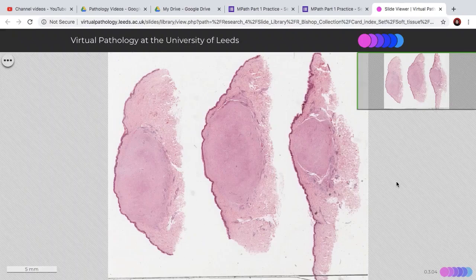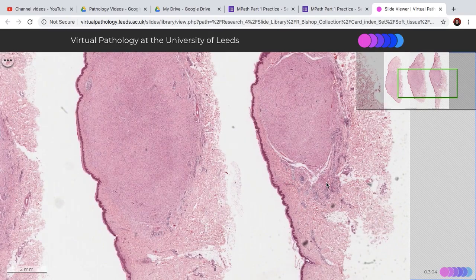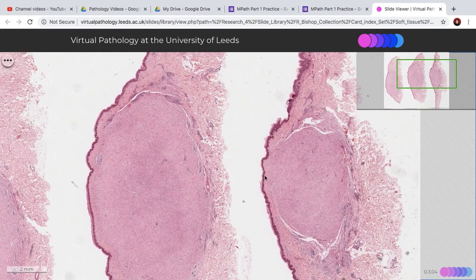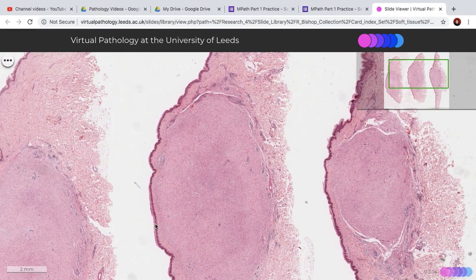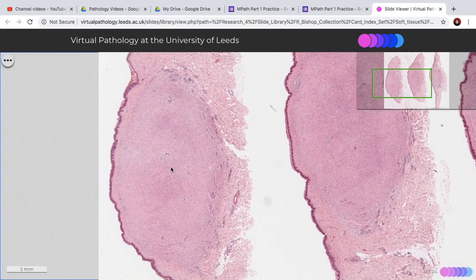So this is skin with a dermal neurofibroma. These are three slices of the same skin excision. You can see that there is a nodular, circumscribed but unencapsulated lesion in the dermis. It does not involve the epidermis. You can see the epidermis is quite intact.